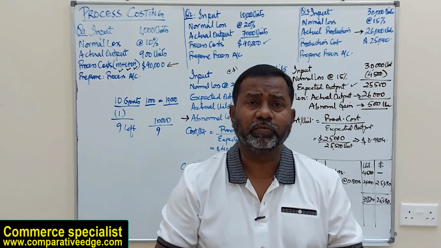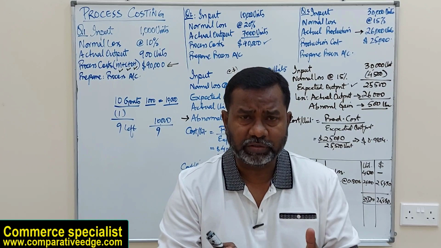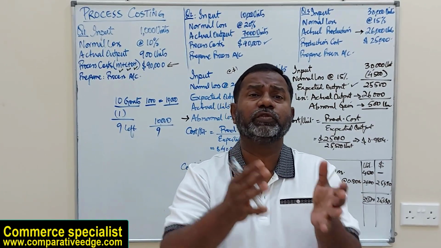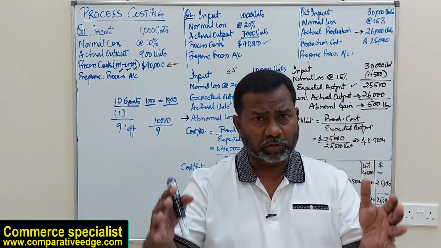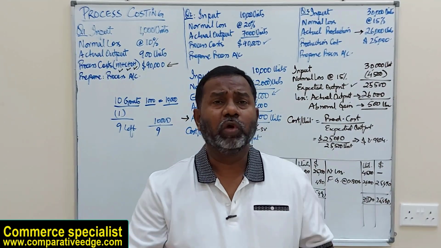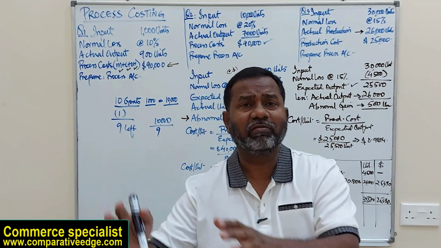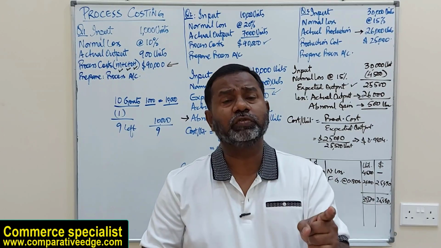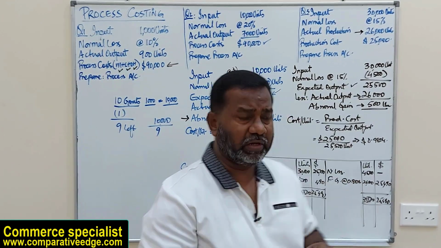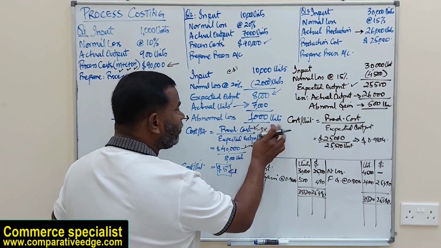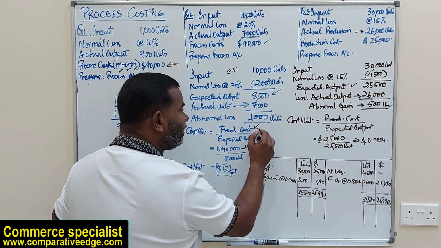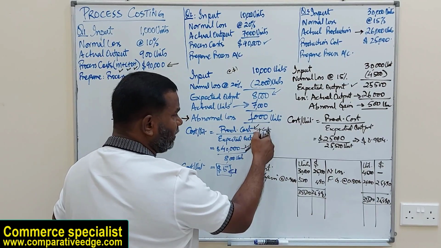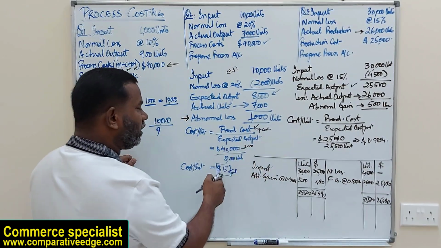Sometimes it is also possible that when you have normal loss, instead of giving a scrap value, you are given a cost of disposal for normal loss. You have normal loss units, nobody is willing to buy, you have to pay somebody some amount to get rid of them because they are occupying space. So if there is a cost for disposing of normal losses given, what you do here is, in the production cost, you add the cost of disposing the normal loss. So obviously production cost will increase, but you divide by expected output and you will get cost per unit.